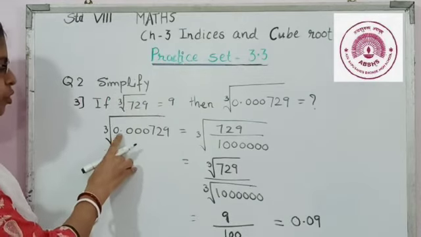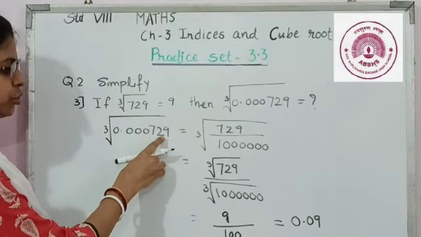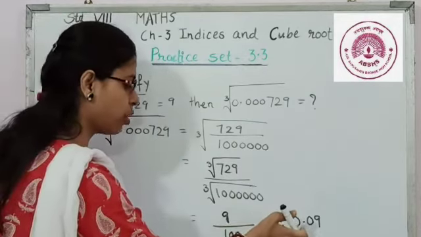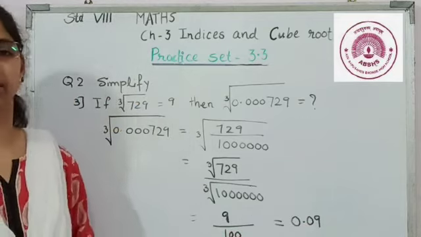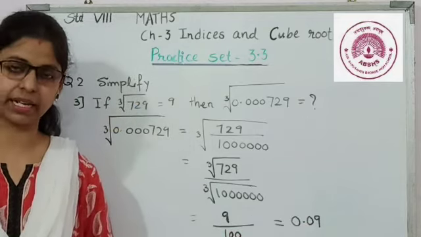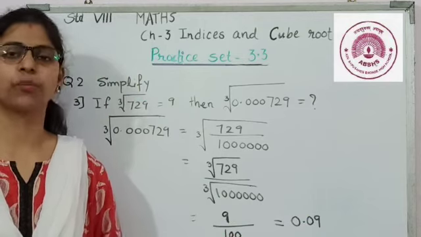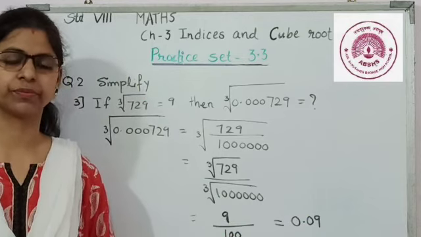Cube root of 0.000729 is equal to 0.09. Here we have completed the exercise. Hope you have understood all the sums. Thank you.